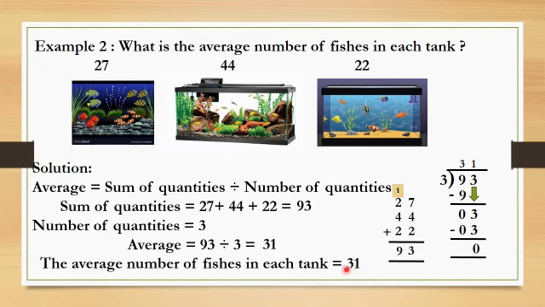Now here we have to note a point which says the average does not always have to be one of the numbers in the group. The average does not always have to be one of the numbers in the group. So the average number of fishes in each tank by calculation is 31.